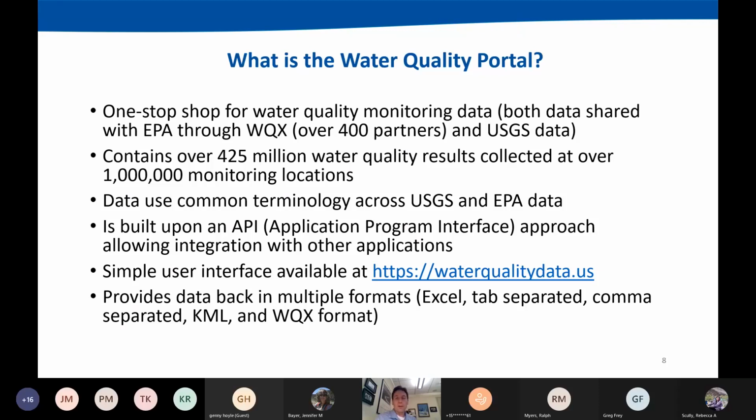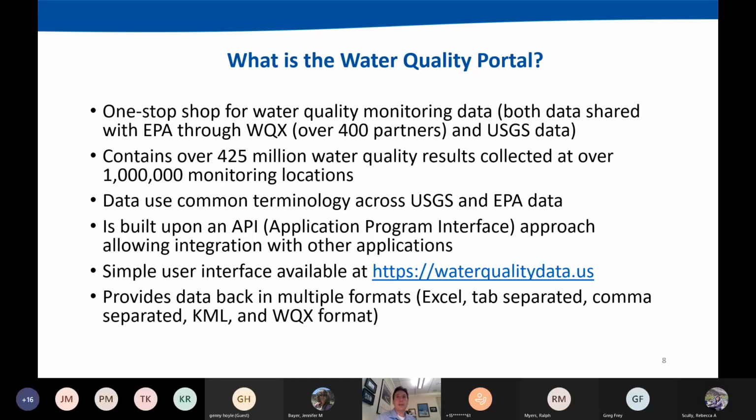We have data from over 400 partners and the USGS data as well. There are currently over 425 million individual water quality results collected from over 1 million monitoring locations. So that's a fairly large data set.